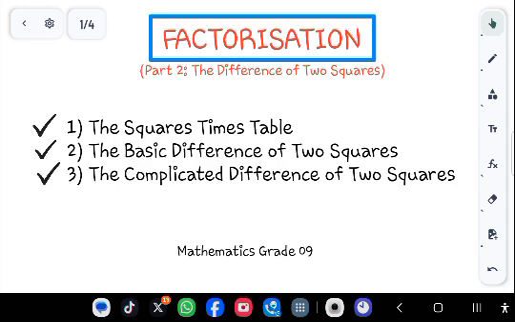We have a lot to cover, so let's start. In summary, we're going to look at number 1, the squares times table, why it's important to know how to work it out and identify it. Number 2, we're going to look at the basic difference of two squares, how to factorize using the difference of two squares, the simple ones. Number 3, we're going to look at the complicated difference of two squares and how to spot it and then take out what it is that you need to take out so it can be clear you are dealing with a difference of two squares, because not all of them are that easy to spot.